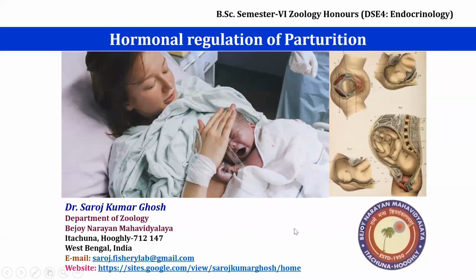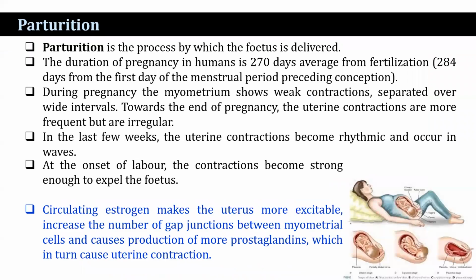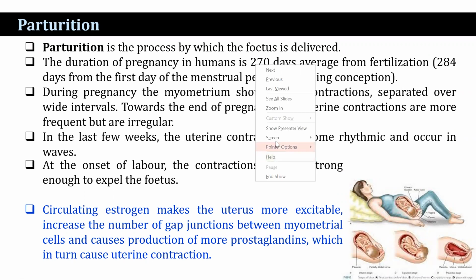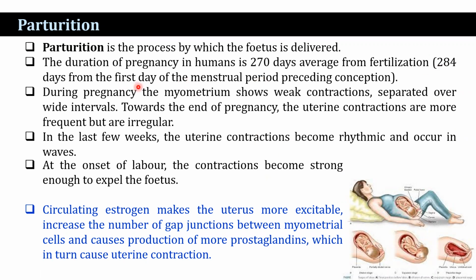I am going to discuss the topic hormonal regulation of the parturition. Parturition is the process by which the fetus is delivered. The duration of pregnancy in humans is 270 days on average from fertilization. And if counted from the first day of the menstrual period preceding conception, it is day 284.